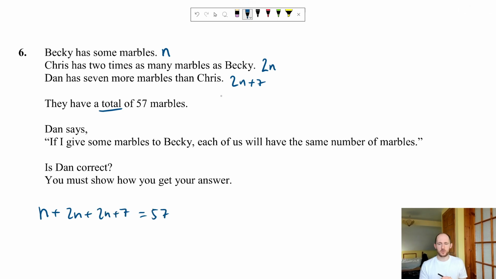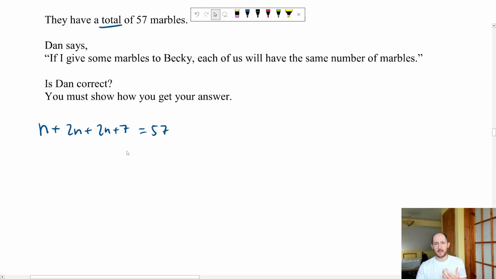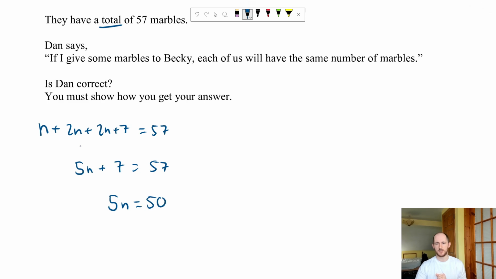I should now be able to work this out, just like we did in the angle question. So n plus 2n is 3n, plus another 2n is 5n, plus 7 is 57. Subtract 7 from both sides, we get 5n equals 50. Divide by 5, you get n equals 10.